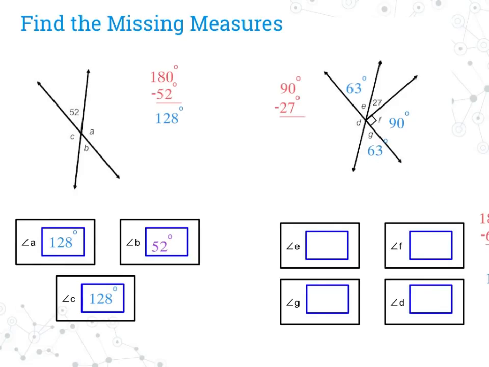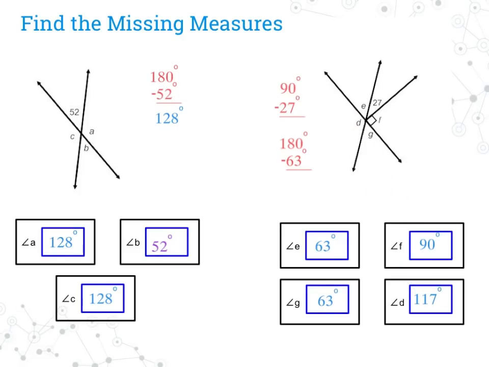That leaves me with just D to find, and I can see that D and G make a straight line, so they're going to be 180 degrees. So supplementary, I'm going to do 180 degrees minus 63, so the amount left over is 117 degrees, and that's going to be angle D. Now I just need to fill in the boxes: E is 63, F is 90, G is 63, and D is 117 degrees.